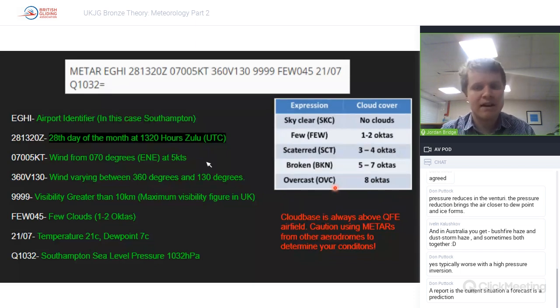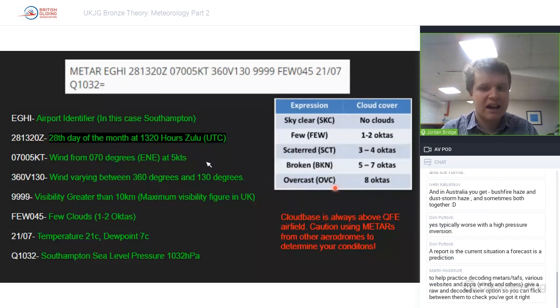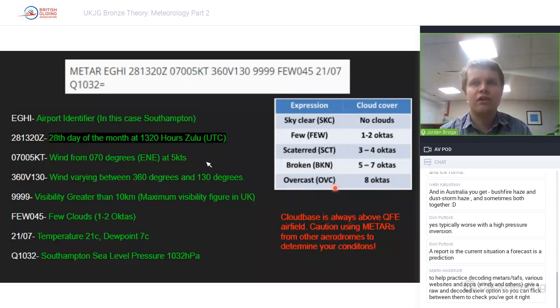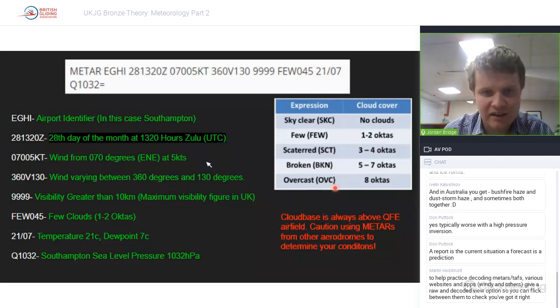Remember that cloud base is always based off QFE. So height above the airfield, that's how high the cloud is, because that's where the ceilometer has found the cloud. So be careful if you are sat on top of a massive hill. Let's say we are at the Mynd and we're getting Birmingham's METAR, well, there's a big difference between the Mynd and Birmingham, not least that they're almost not in the same country. Of course, the Mynd definitely is in England, as it is commonly forgotten.